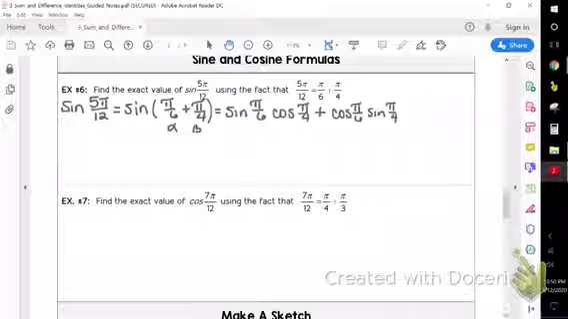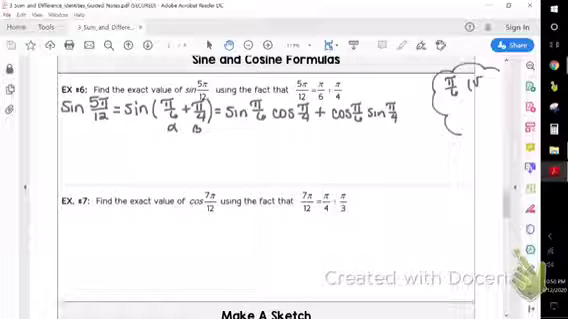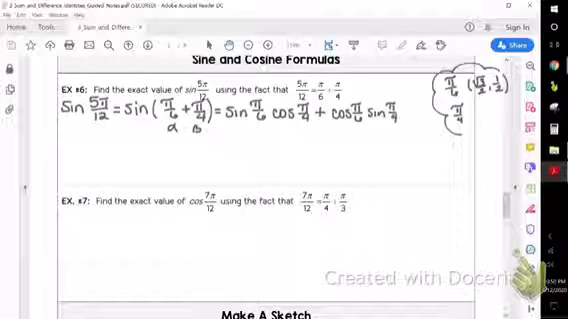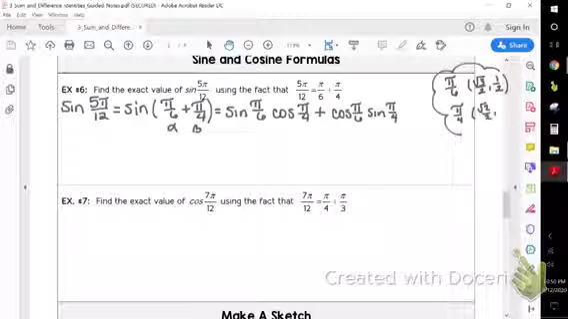Well, again, I have two angles that are on my unit circle. So what do we know about pi over 6? It has an ordered pair of square root of 3 over 2, 1/2. And pi over 4 has an ordered pair of square root of 2 over 2, square root of 2 over 2. Alright, so we can use those.